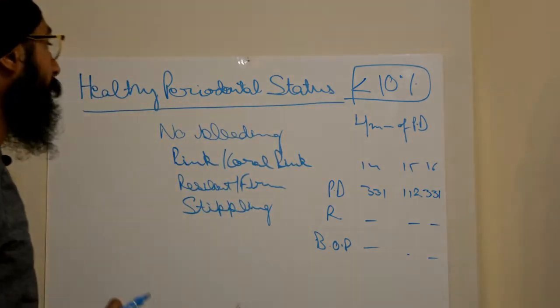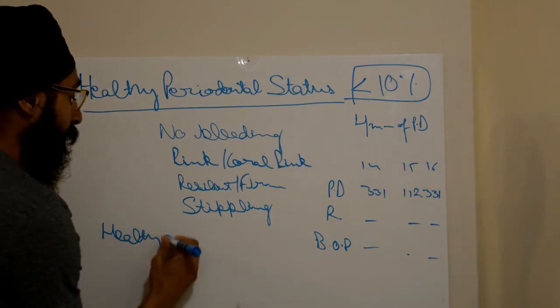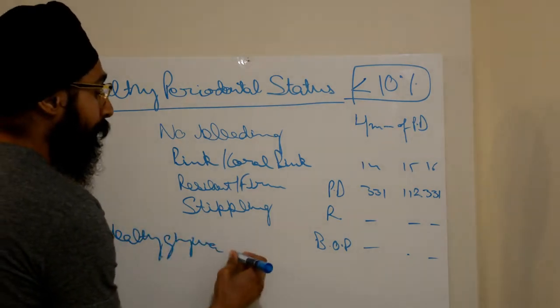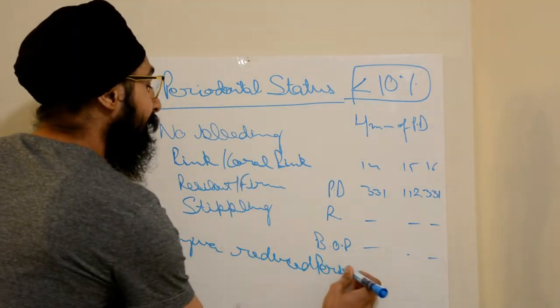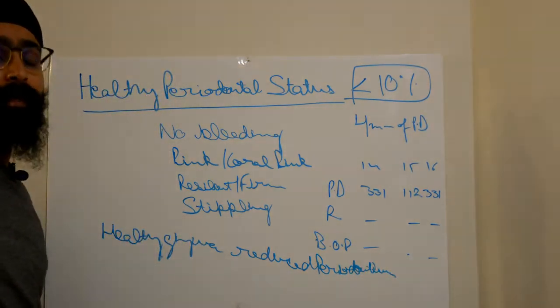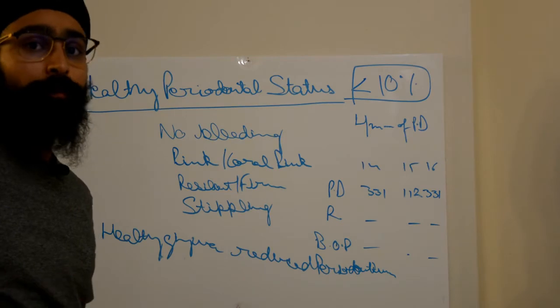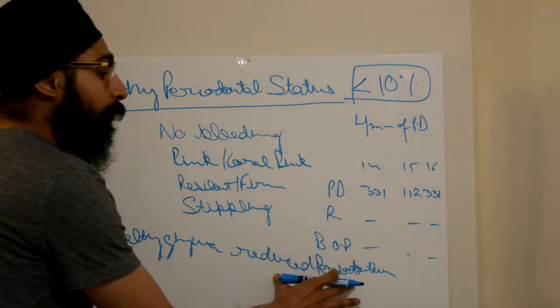There is one more term along with this. It's a healthy gingiva on a reduced periodontium. Guys, I am discussing these things with you because these are different diagnoses that you get in the options when it comes to diagnosis from periodontics. Healthy gingiva on a reduced periodontium.